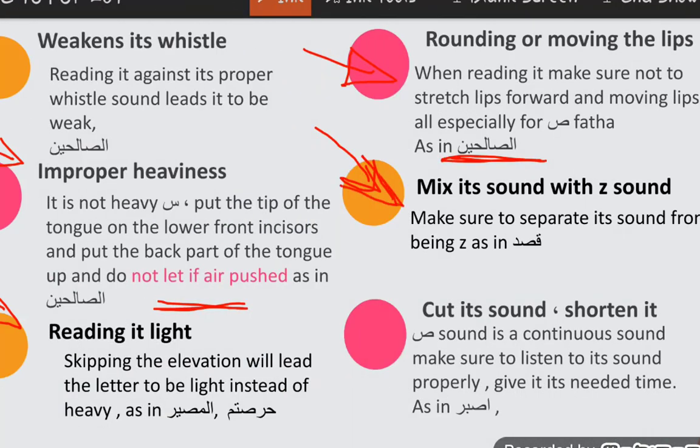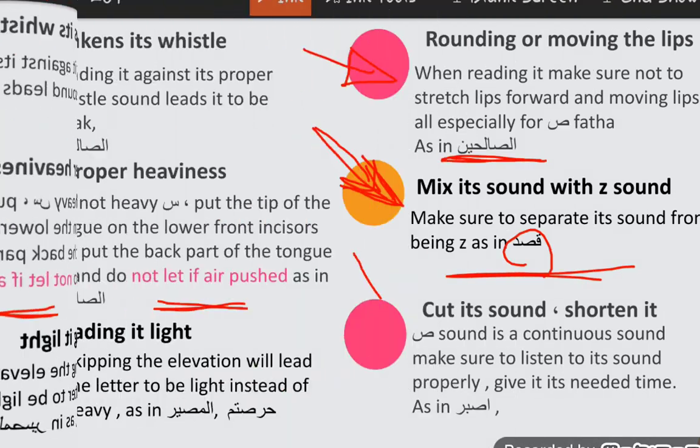The next mistake is mixing its sound with a Z sound. That may happen in many words, for example qasd. You have to make it qasd. The mistake that may happen here is making a Z sound, which is completely wrong. We have to separate the characteristics between Sad and Zai and make it a Sad, not a Zai sound.